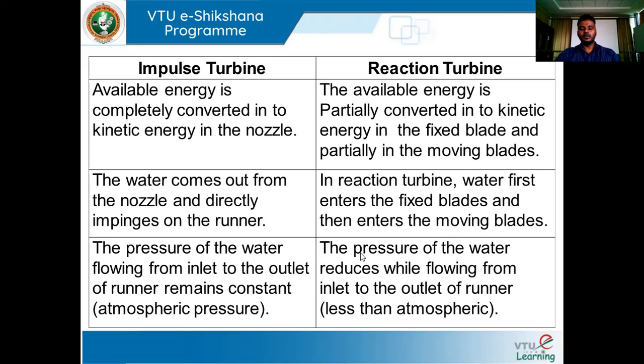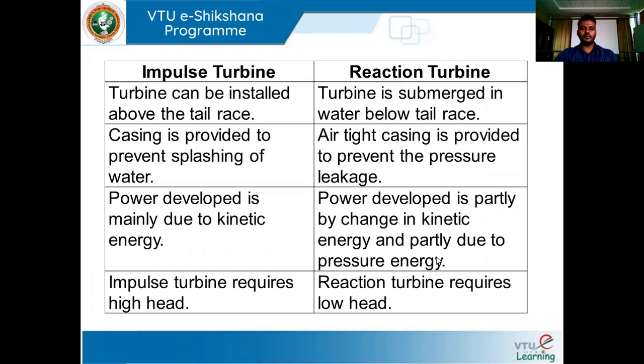As you can see at this particular point, the pressure of water reduces continuously once water flows over a series of blades. Next, an impulse turbine can be installed above the tail race because it doesn't experience cavitation, since the pressure remains atmospheric. But in reaction turbine, the turbine has to be submerged in water below the tail race. The casing is used to prevent the splashing of water.